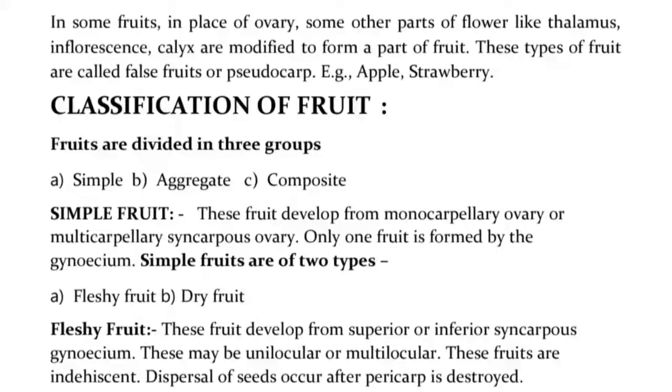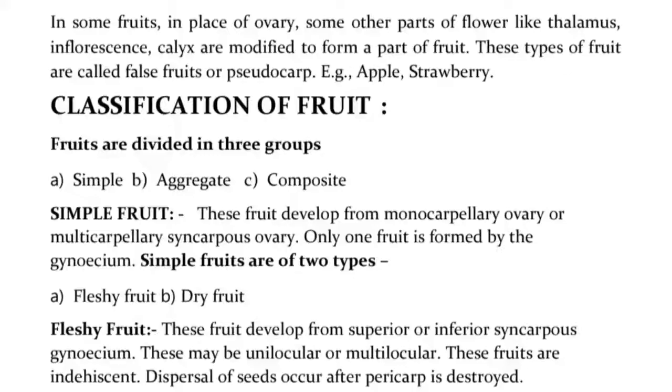Classification of fruit. Fruits are divided into 3 groups: A. simple, B. aggregate, C. composite. Simple fruit: these fruits develop from a monocarpellary ovary or multicarpellary syncarpous ovary. Only one fruit is formed by the gynoecium. Simple fruits are of 2 types: A. fleshy fruit, B. dry fruit.